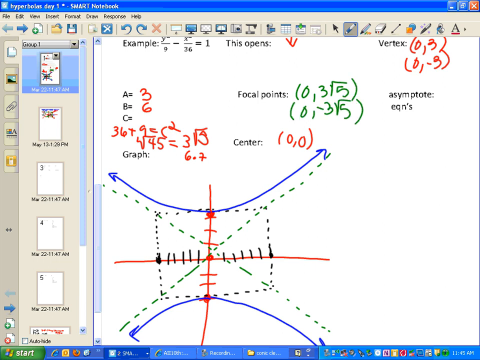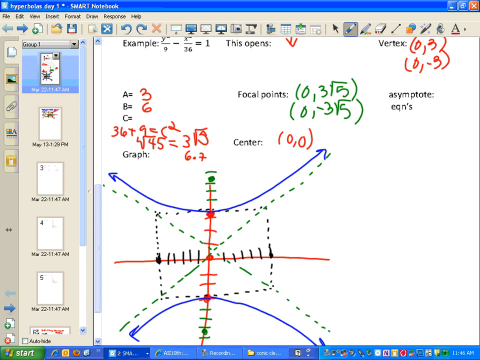And so we're at about 6.7, right? 1, 2, 3, 4, 5, 6, 7. So here is that focal point, and here is the other one. So we have to go up from the center, how many units do I go? Up 6 and down 6, and a half.